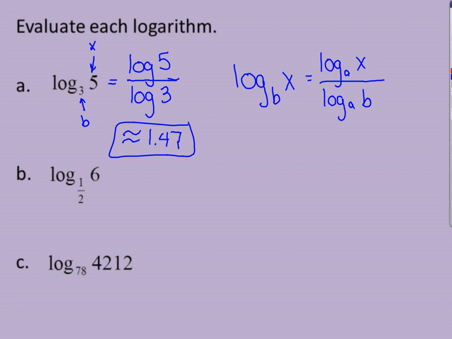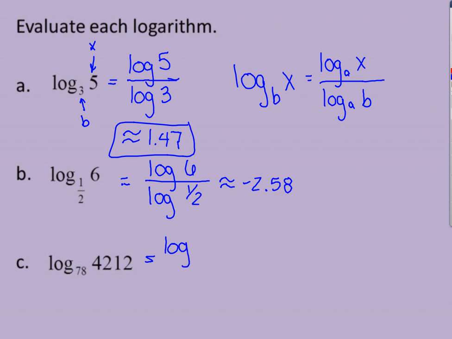Do the same thing on the next one. We're going to do log base a of x over log base a of b. And if you put that in your calculator, you're going to get approximately negative 2.58. On the last one, log base a of x over log base a of b. And we plug that in, we're going to get approximately 1.916.